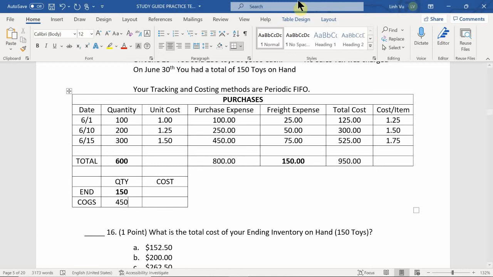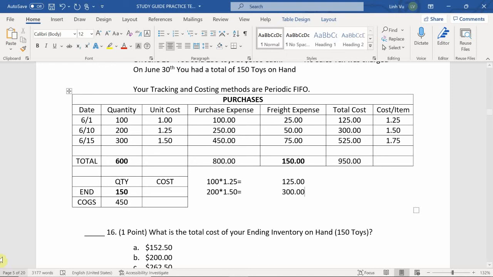and let's say 450 was our end goal. How am I going to calculate my total cost of goods sold? You start from the beginning, $100 first, and $125. And then we have the 200 units too. It's $300. So you get rid of 200 at 1.50 to be a total of $300, okay?